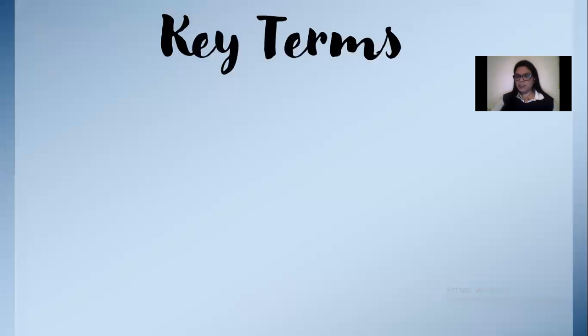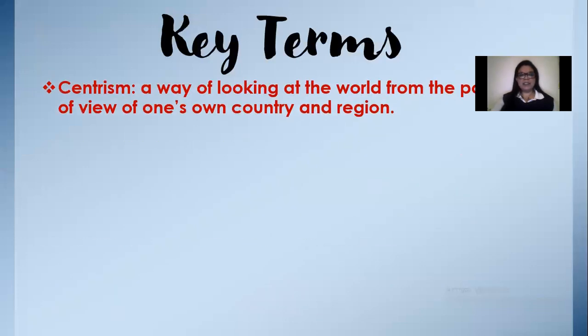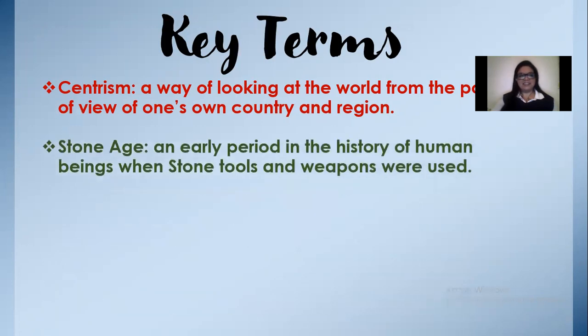First, we're going to find out the key terms. The first one is centrism. Centrism is a way of looking at the world from the point of view of one's own country and region. We're going to go deep into this ahead. Stone Age. This is the part of prehistory, an early period in the history of human beings when stone tools and weapons were used. This is the beginning of time for us humans.